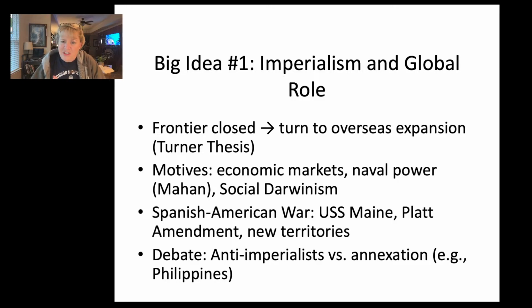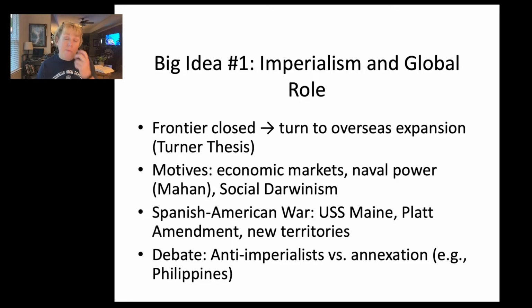Now the question is, how do we deal with new territories that are under the American flag? And so you're going to have this huge debate during this time period between the anti-imperialists and those who want to start annexing a lot of these territories into our country. The Philippines is the perfect example of this. When we first gained control of the Philippines as a territory, we didn't want to give them their independence because we felt that they were not equipped to govern themselves.